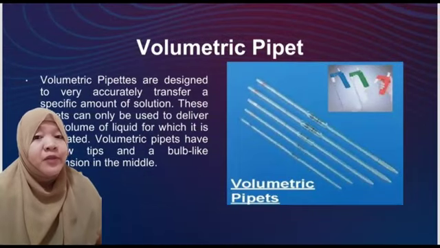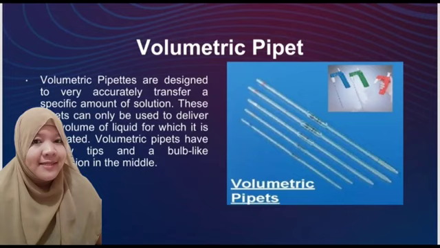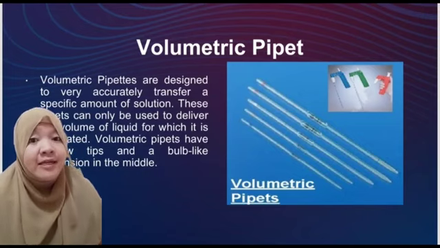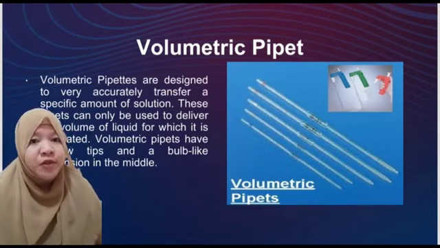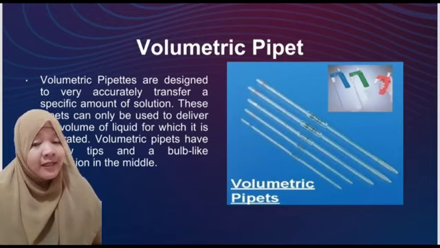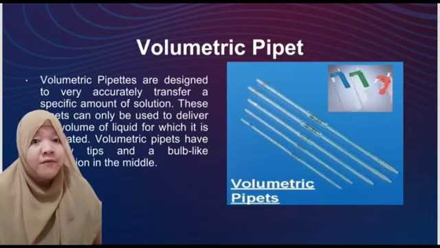And the fifth apparatus is the volumetric pipette. Volumetric pipettes are designed to very accurately transfer a specific amount of solution. These pipettes can only be used to deliver the volume of a liquid for which they are calibrated. Volumetric pipettes have narrow tips and a bulb-like expansion in the middle.